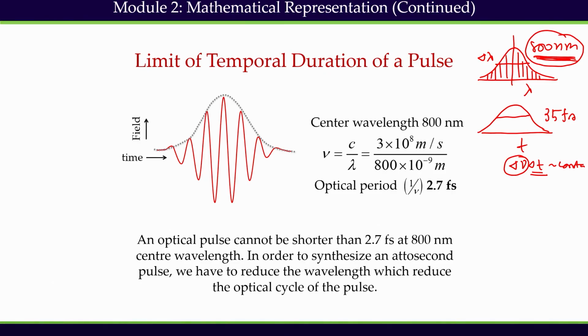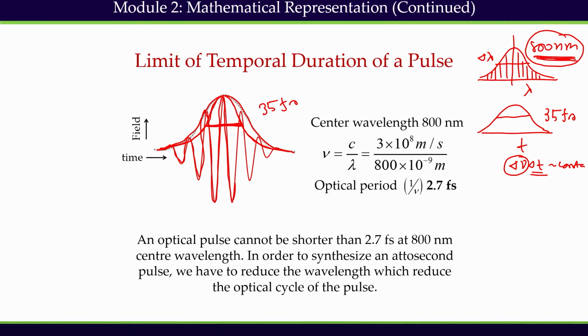In order to answer this question, we have to think about the oscillatory part. At 800 nanometer center frequency, I have these oscillations, and there are so many oscillations present in the 35 femtosecond pulse. 35 femtosecond means the intensity profile would be like this. The dotted line is representing the field envelope, and this would represent the intensity profile. And 35 femtosecond means that this width is 35 femtosecond. Now in 35 femtosecond, there are so many oscillations present.